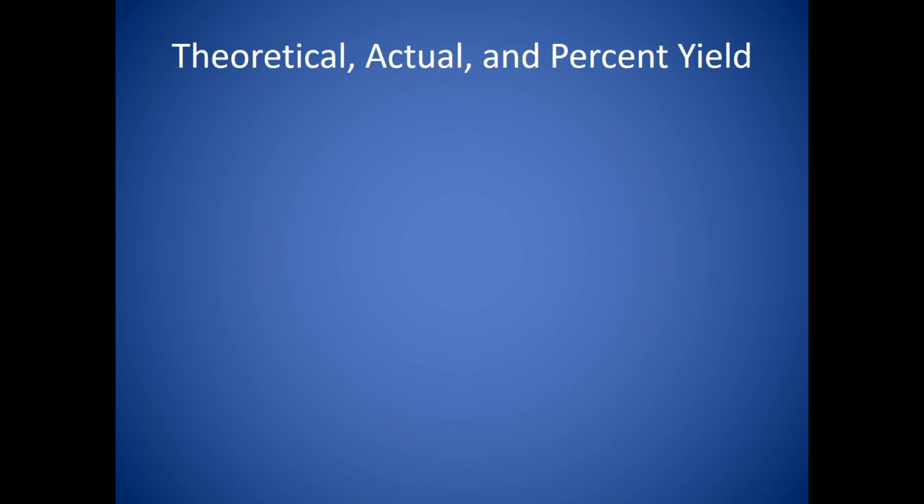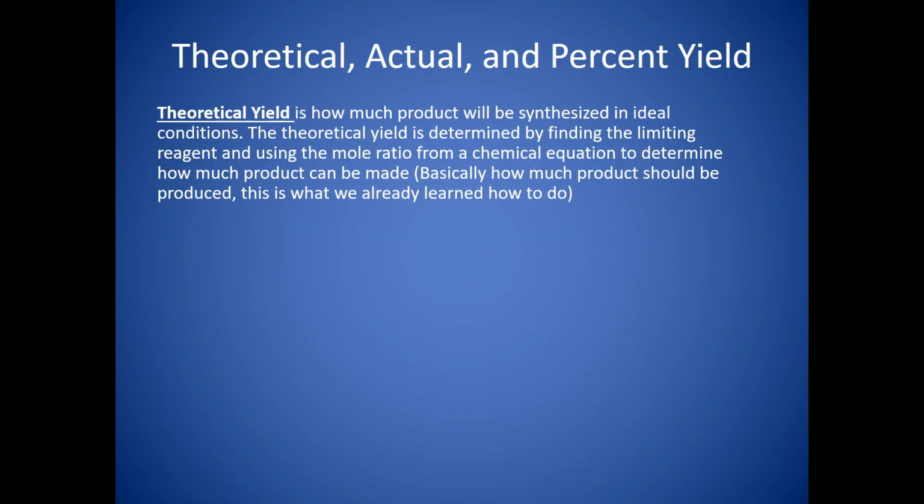This brings us to our second concept in this video, which is theoretical, actual, and percent yield. So you'll remember back in our previous video, when we were doing mass-to-mass conversions, I said this was your theoretical mass, and that name would become important to you later. This is later. Theoretical yield is that theoretical mass, and it is how much product will be synthesized in ideal conditions. And that's the math we've been doing. We've been saying if everything is perfect, this is the number we are going to get. But things aren't always perfect, so we call it the theoretical yield.